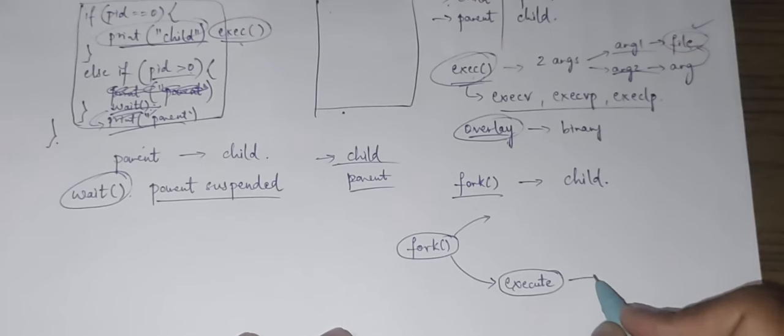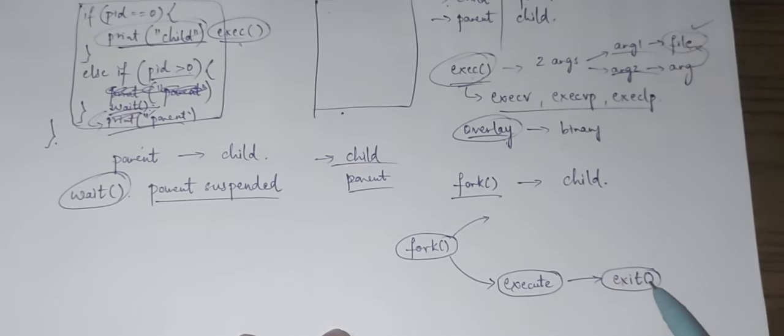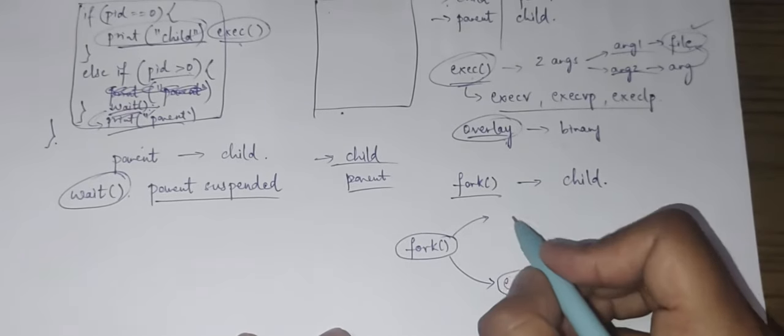And then once it completes its execution, it will terminate. Basically, for the termination there is one more API called, which is the exit API. So the child will call its exit and it will terminate. Then the control will basically go back to the parent.